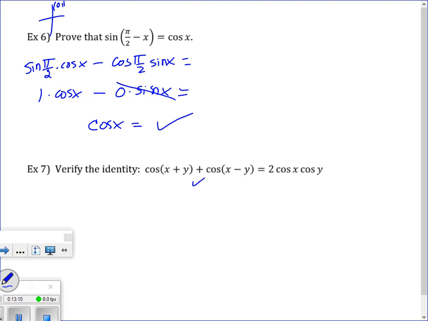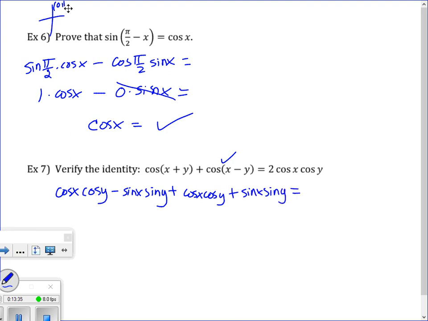All right, so number 7, same thing. I'm going to work on the left side right here because it's looking like I have something to do. All right, so cosine of x plus y is cosine of x times cosine of y minus sine of x sine of y, plus this next part expanded would be cosine x cosine y plus sine x sine y. All right, so it's a lot of writing, but it's really easy when you're done. These two things cancel out. They're exactly the same. And then I have 2 of the other parts, they match. So I'm going to say I have 2 cosine x's cosine y's equals, and I'm finished.